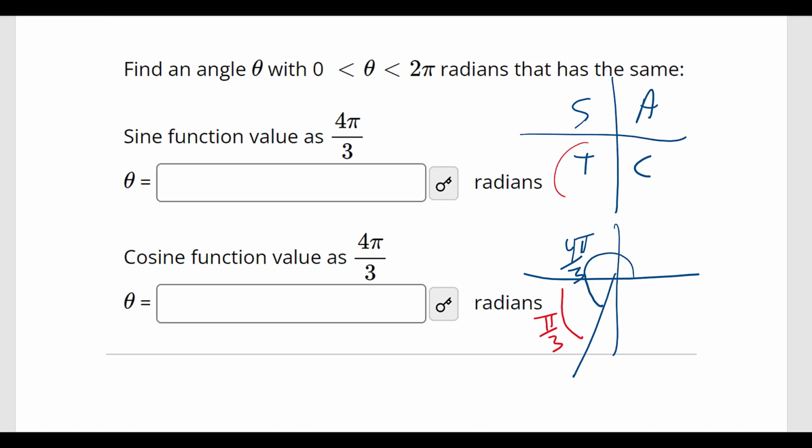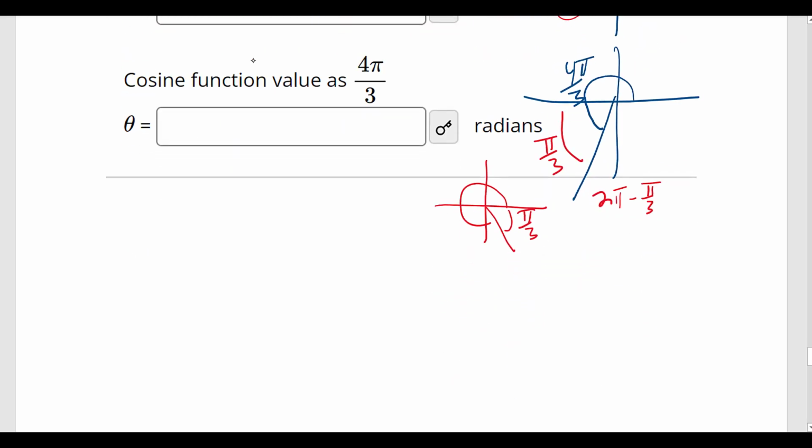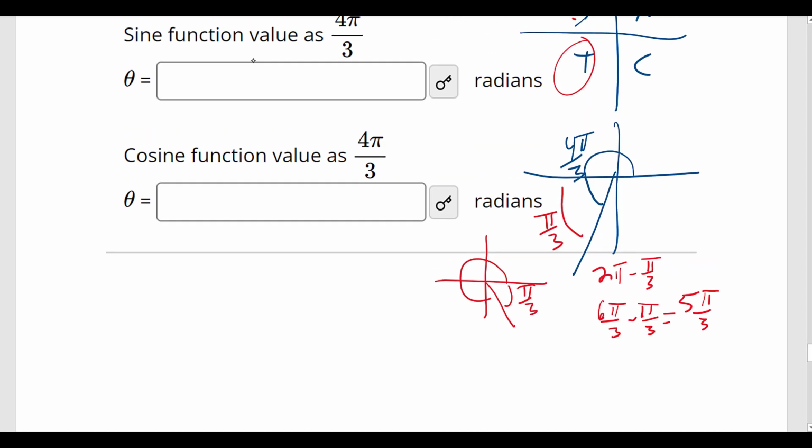Now in this quadrant, since that's where tangent's positive, both sine and cosine are negative. So for sine, we're looking for a place where it has a reference angle of pi over 3 and it's negative, and that's going to be this quadrant down here. So we need to get the other part of the angle. So 2 pi minus pi over 3 is 6 pi over 3 minus pi over 3 to give us 5 pi over 3. So the sine is 5 pi over 3.